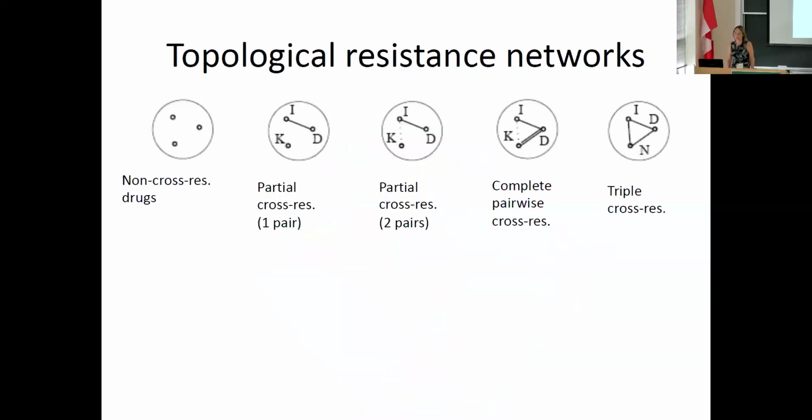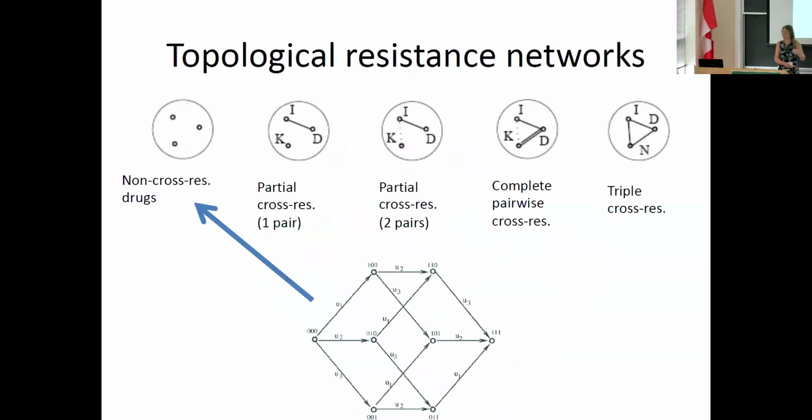And you can have all sorts of combinations. So for example, with 3 drugs, you can have 3 drugs that don't have any mutants that are resistant to all 3, or 2 of them can develop cross resistance. This one is the worst. This is a triply cross resistant situation where there is a single mutation. So let me just, sorry.